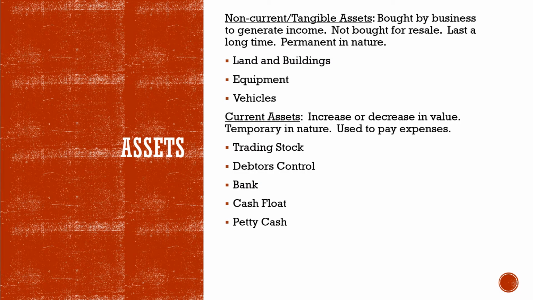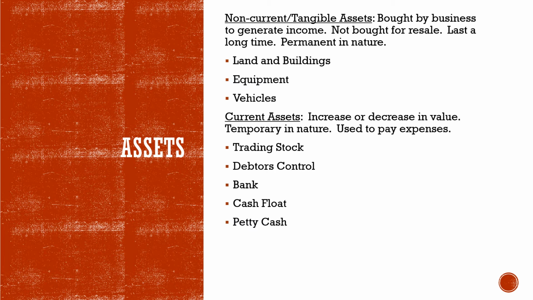Right, so first group of accounts, assets. You get two main groups of assets: non-current or tangible assets and current assets, and the main difference is the time frame associated with each. Non-current assets are assets that you keep for a period longer than 12 months, and current assets are shorter than 12 months. Right, so non-current assets. They are bought by the business to generate income, not bought for resale, last a long time, and are permanent in nature. A few examples: land and buildings, equipment, vehicles.